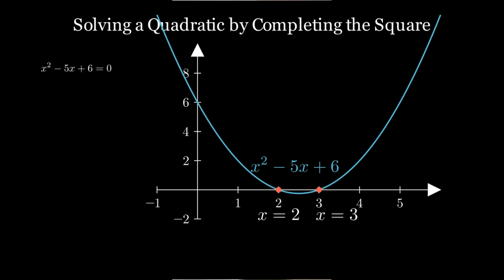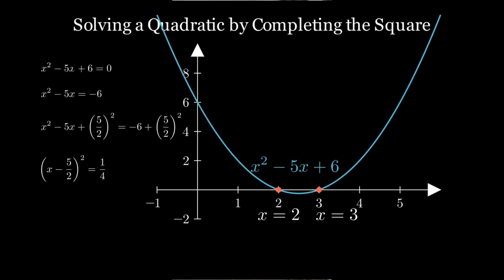Let's start with the equation x squared minus 5x plus 6 equals 0. We will solve this by completing the square. First, subtract 6 from both sides. Now take half of -5, square it, and add it to both sides. Simplify both sides of the equation. Now take the square root of both sides. Solving for x gives us two solutions.